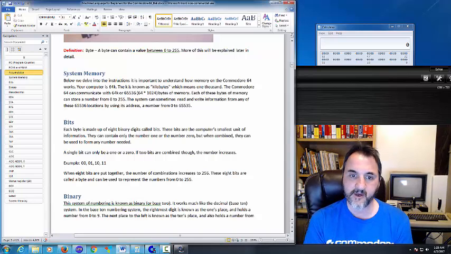The system can sometimes read and write information from any of these 65,536 locations by using its address, a number from 0 to 65,535.